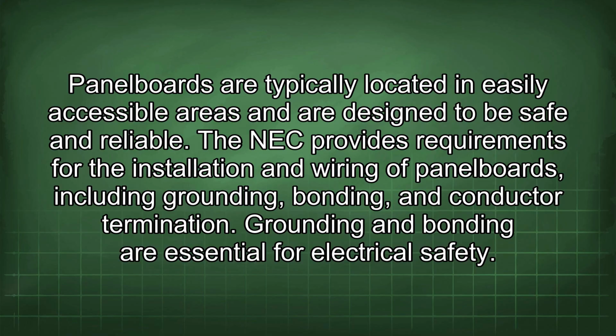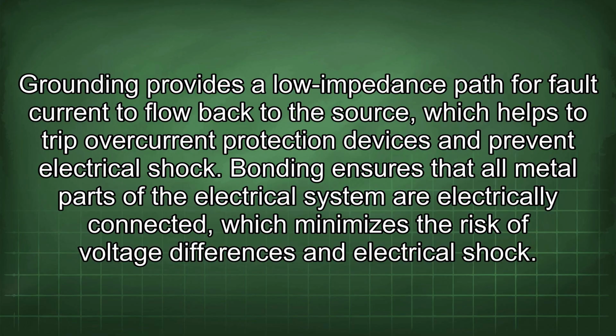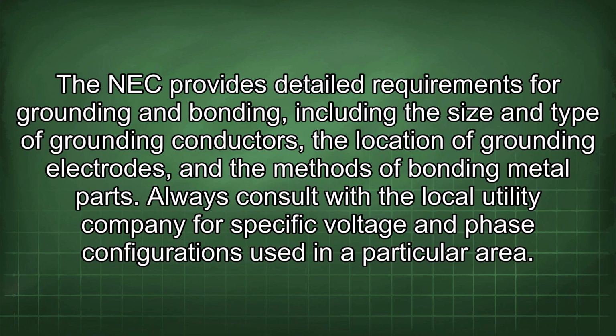Grounding and bonding are essential for electrical safety. Grounding provides a low impedance path for fault current to flow back to the source, which helps to trip overcurrent protection devices and prevent electrical shock. Bonding ensures that all metal parts of the electrical system are electrically connected, which minimizes the risk of voltage differences and electrical shock. The NEC provides detailed requirements for grounding and bonding, including the size and type of grounding conductors, the location of grounding electrodes, and the methods of bonding metal parts.